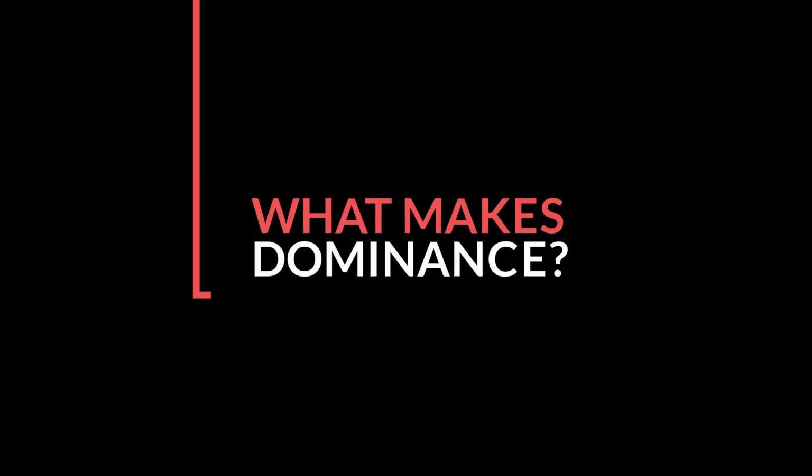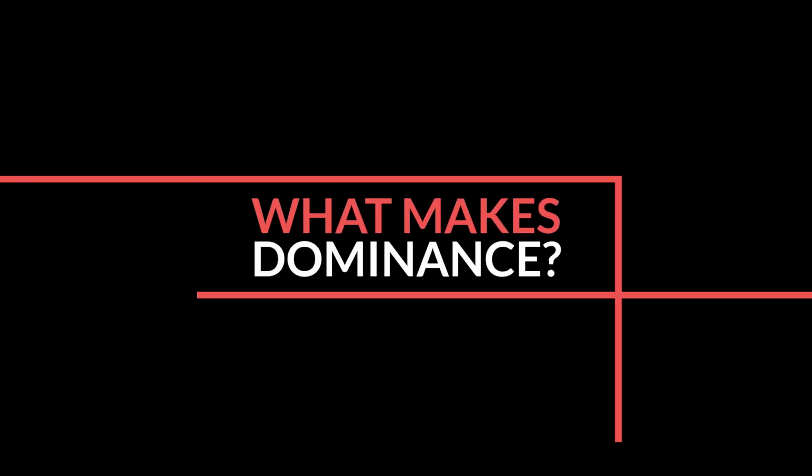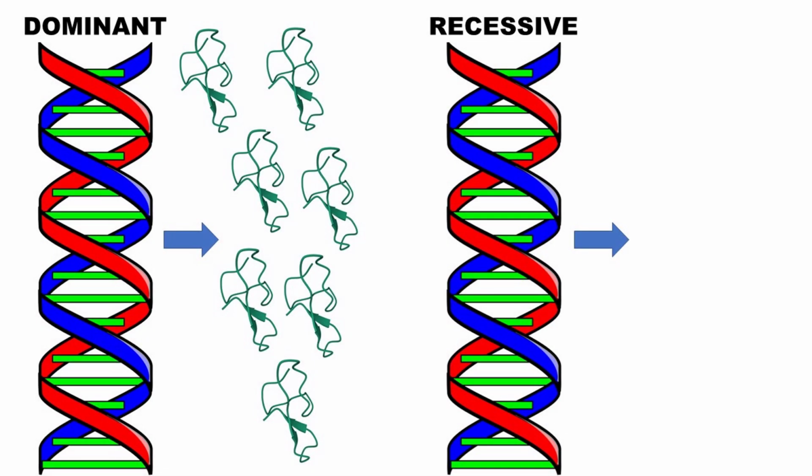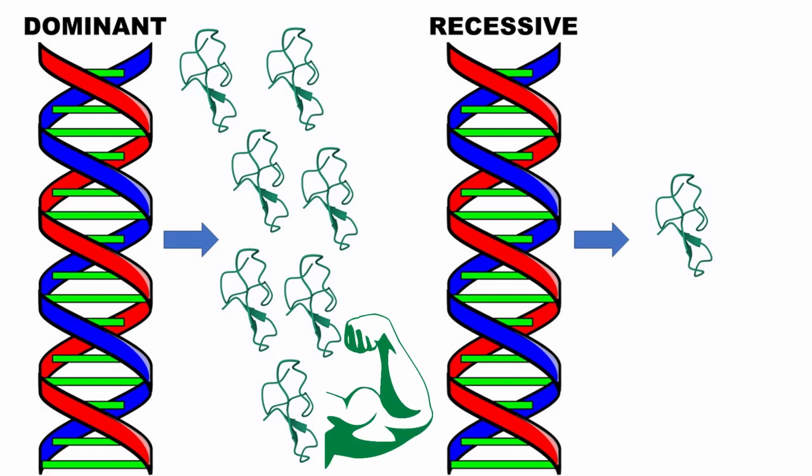Now you may be wondering, what makes something dominant? Well, it varies. Sometimes the recessive one just doesn't make a protein product, or maybe not enough of it, so the dominant one is all that your cells can detect.